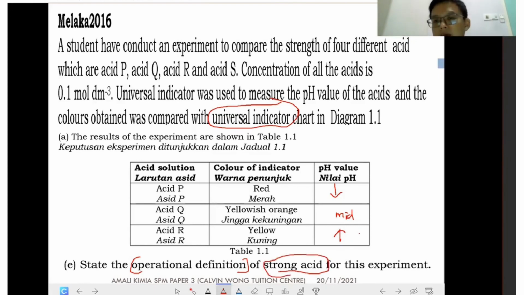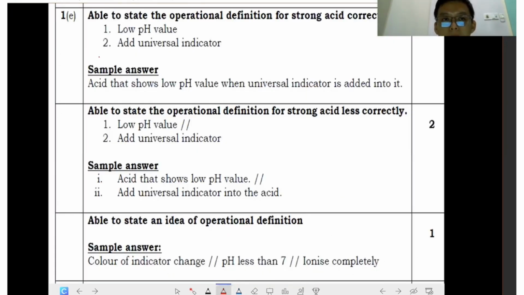In this experiment, strong acid, how do you define it? How do you determine that it is a strong acid? In this experiment, I use the universal indicator. So the acid, if it is strong, will show a low pH value when I add the universal indicator. So this is your mark.